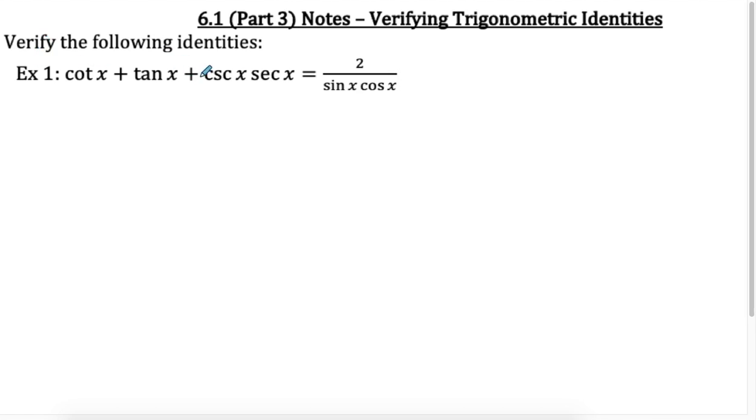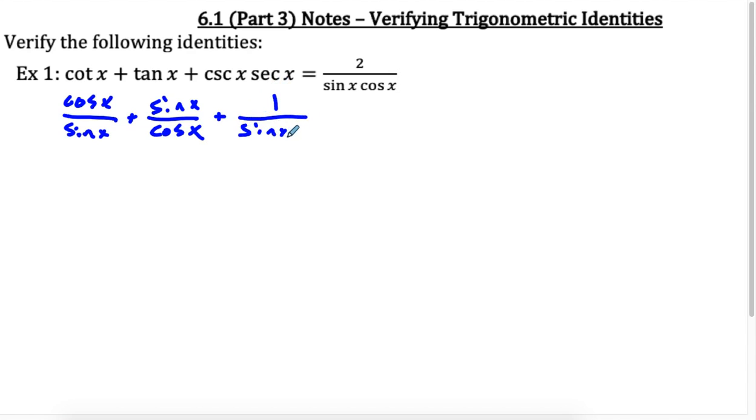So here, let's try our converting everything to sine and cosine strategy. My final answer should have sines and cosines, so let's try that one. So I know that cotangent is equal to cosine over sine, and tangent is sine over cosine. And then cosecant is 1 over sine, and secant is 1 over cosine. So these would just be sine times cosine in the denominator like that.